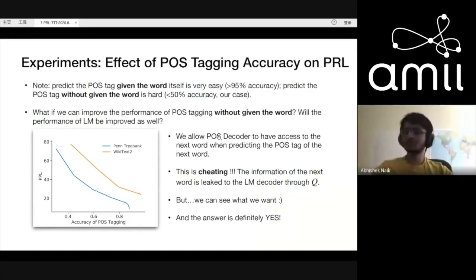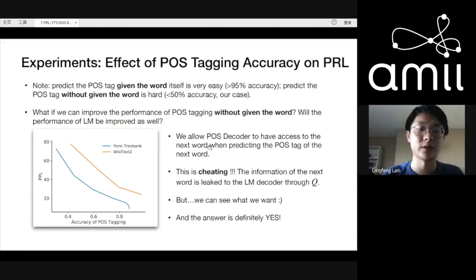Have you tried a baseline in which the POS tag of the next word is 100% accurate and you just give it to the language model? Yeah, that's exactly what I showed in the presentation, right? So if you increase the accuracy of the projection to 100%, then the complexity will be very, very low.